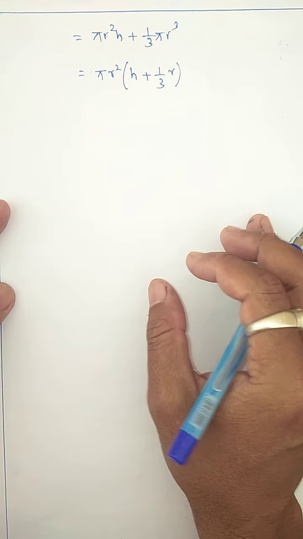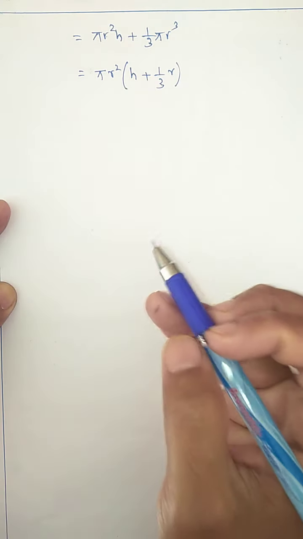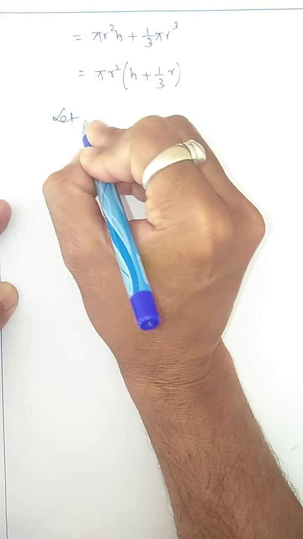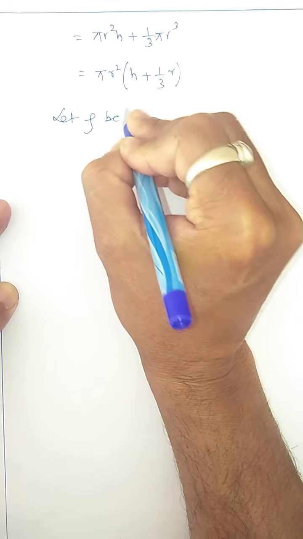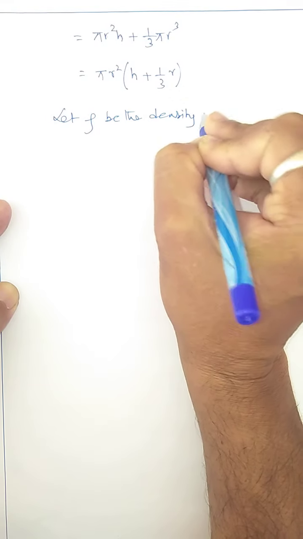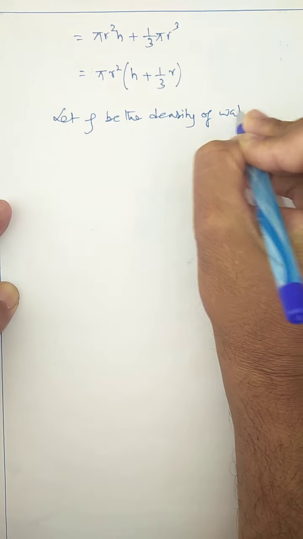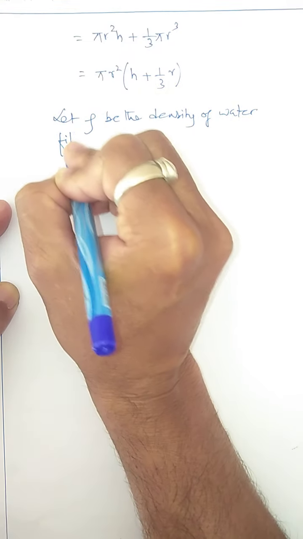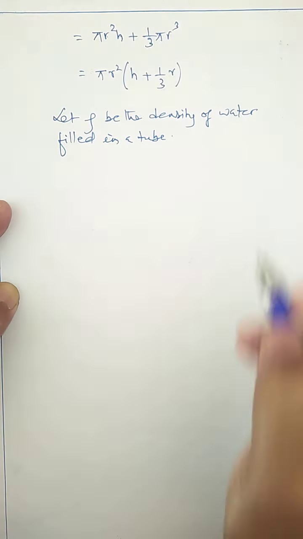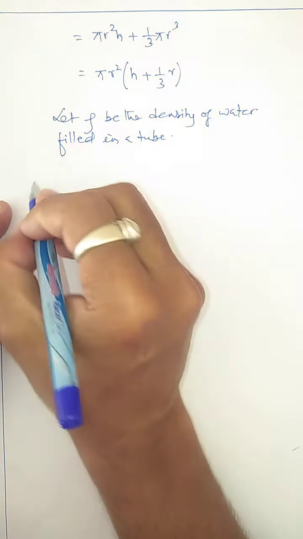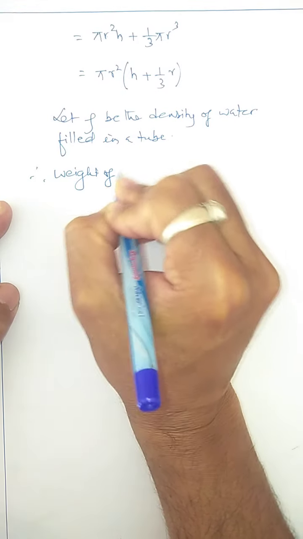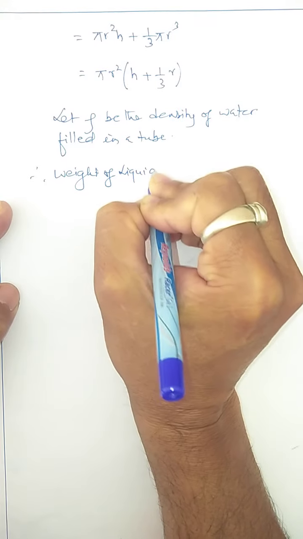Now after calculating the volume, we calculate the weight. But before I calculate the weight, I consider that the liquid has a density, and let rho be the density of the liquid, and the liquid we are taking is water. The density of water filled in a tube. So to calculate the weight, now I calculate the weight of the liquid column raised in the tube.